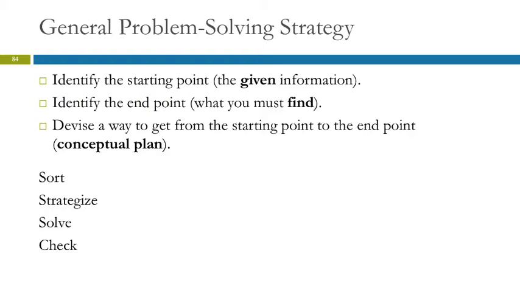Another way to approach this is to sort, strategize, solve, and check. So sorting: pulling the numbers out, writing them down, figuring out what they mean. Strategize: where am I? Where am I going? How am I going to get there? Then do the problem and check your work at the end.